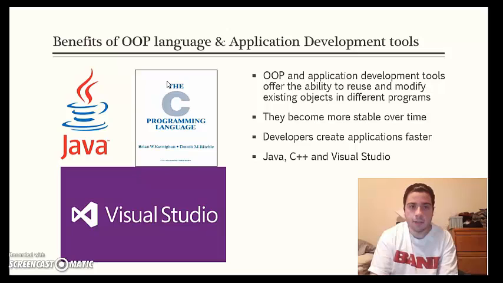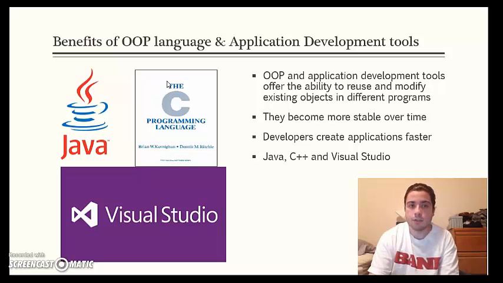Alright, now we're going to get to some of the benefits of OOP language and application development tools. Both offer the ability to reuse and modify existing objects in different programs. They become more stable over time, so the more you use it, the better and more stable it's going to be. Developers can create applications faster because they don't have to keep rebuilding the same objects. They can just use them over and over again.